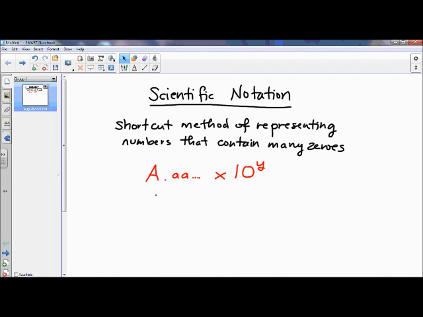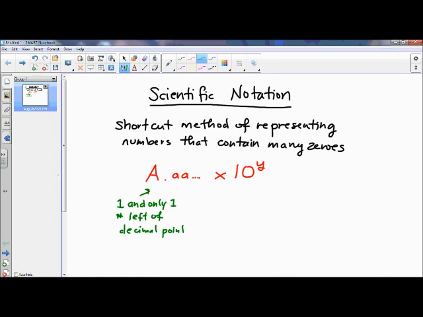Okay, so in scientific notation, some of the key things to note is that there must be one and only one number left of the decimal point. There can be an infinite number of digits after the decimal point, but there must be a number to the left of the decimal point, and it can't be 0. And there can't be more than one digit.